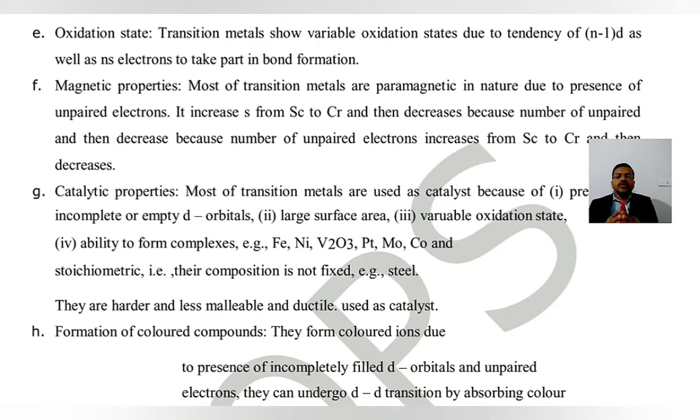How do we calculate the magnetic properties? The equation for the magnetic moment is square root of n(n+2), where n is the number of unpaired electrons. In scandium, the magnetic moment is square root of 1(1+2). For titanium, it is square root of 2(2+2), and for vanadium, it is square root of 3(3+2). Most transition elements are paramagnetic due to unpaired electrons. The paramagnetic property increases from scandium to chromium and then decreases because the number of unpaired electrons decreases. So that is about magnetic properties.